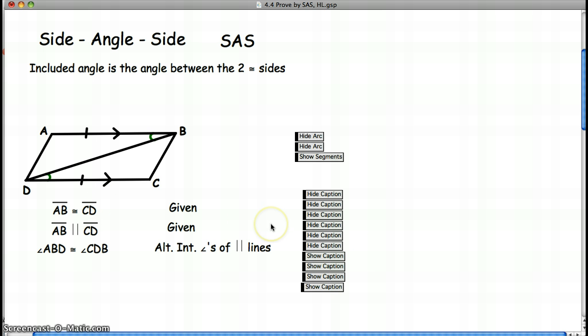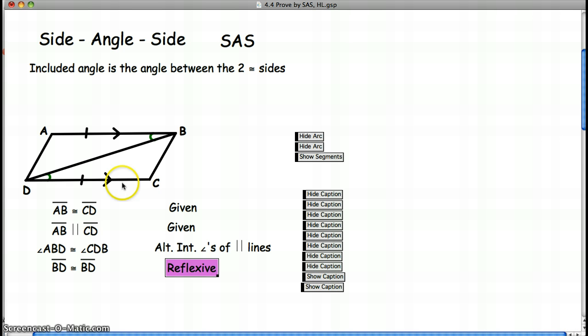What side is missing? Well, if I need to make this the included angle, that means this side is missing. So I need to prove that to be congruent. Let's take a look. Is BD, this line here, congruent to BD? Yeah, absolutely. We just had a quiz today, and hopefully on your quiz you figured this out too. They're congruent because of the reflexive property.